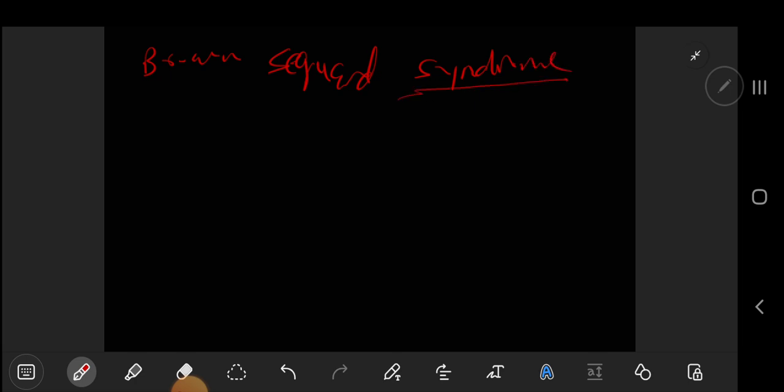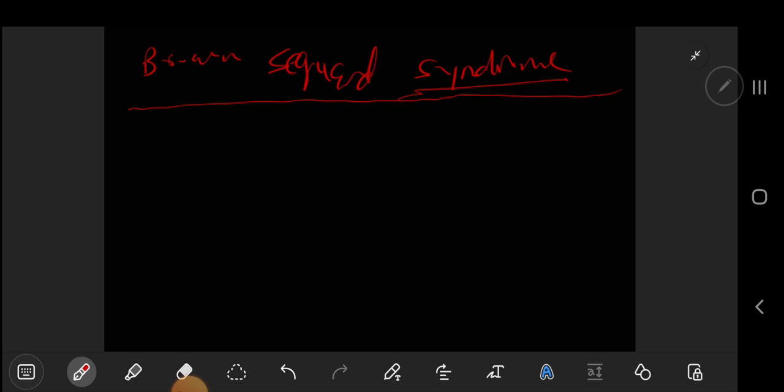Okay, so the idea now is to talk about the interesting disease or phenomenon called Brown-Séquard syndrome. And it is a syndrome. It is a constellation of symptoms that can be caused from different things. And let's look at what it causes.